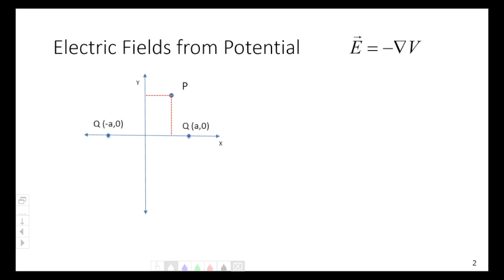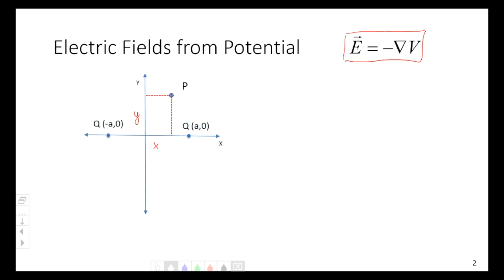The purpose is to illustrate how you can calculate the electric field from the potential using the relationship that the electric field is the negative gradient of the potential. In the example, we have two charges placed along the x-axis at negative a and at plus a, and a point P which is a distance x along the x-axis and y along the y-axis, that is to say it represents any point in the xy plane.